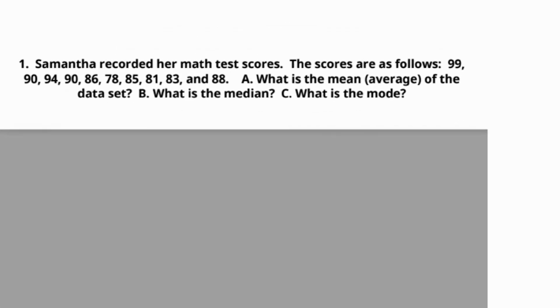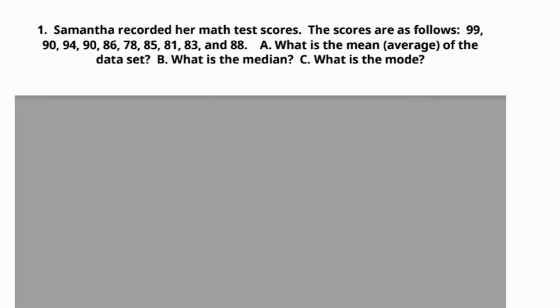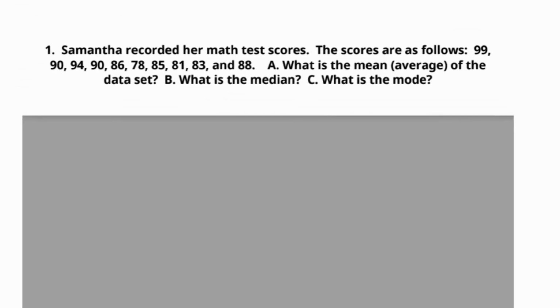It says Samantha recorded her math test scores. The scores are as follows: 99, 90, 94, 90, 86, 78, 85, 81, 83, and 88. So we have to answer A, B, and C. A says, what is the mean average of the data set? B, what is the median? C, what is the mode?